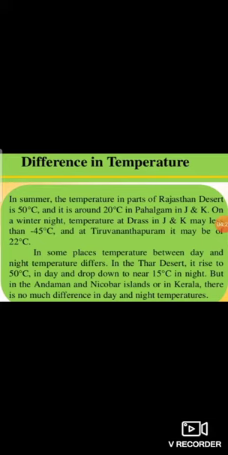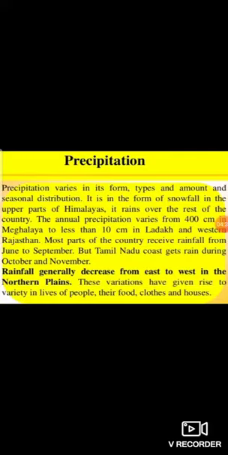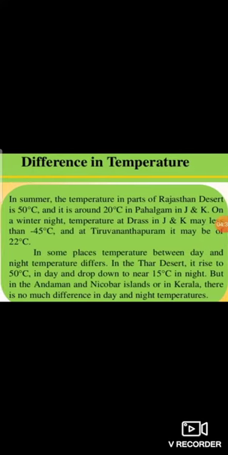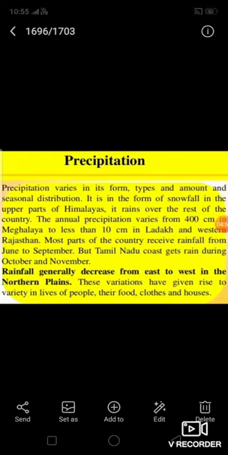Temperatures also vary according to the day and night. Certain places have a wide difference between day and night temperatures. In the Thar desert, day temperature rises to 50 degrees Celsius and comes down to about 15 degrees Celsius the same night. On the other hand, there is hardly any difference in day and night temperatures in the Andaman and Nicobar Islands and Kerala.